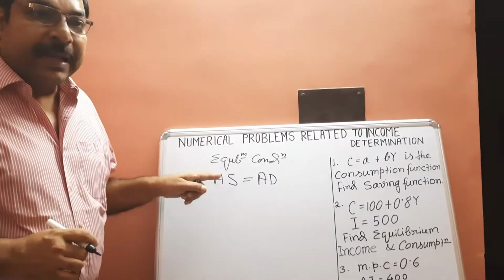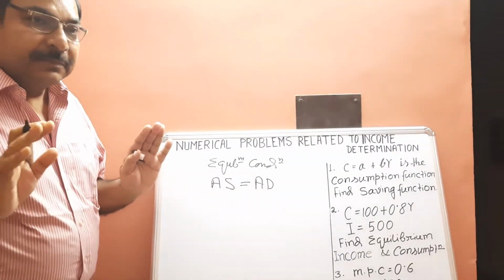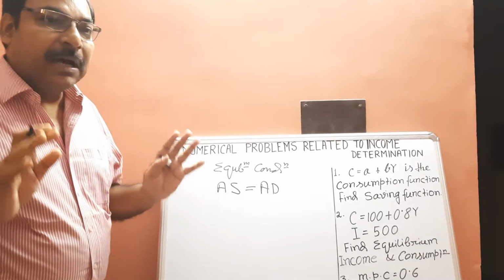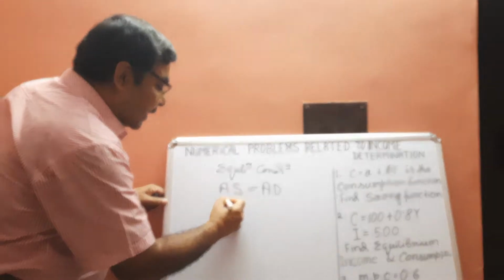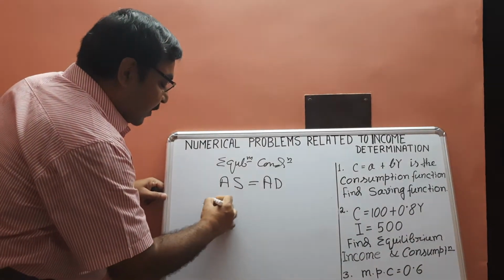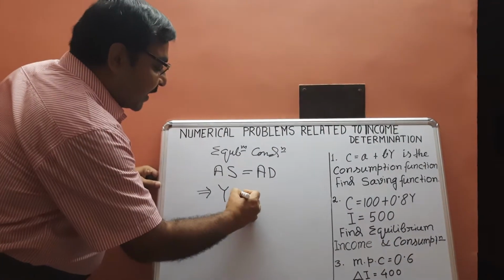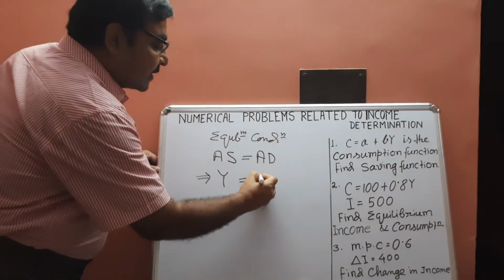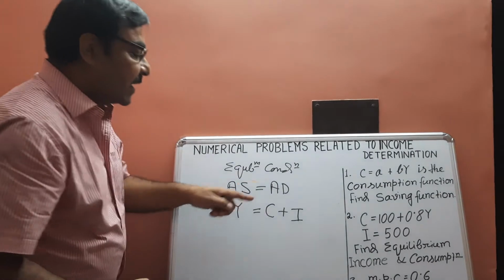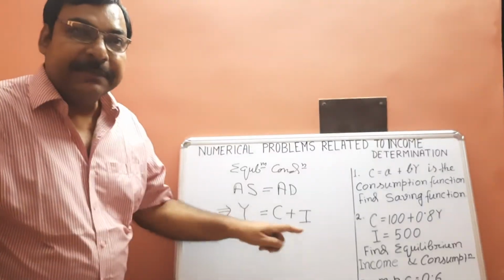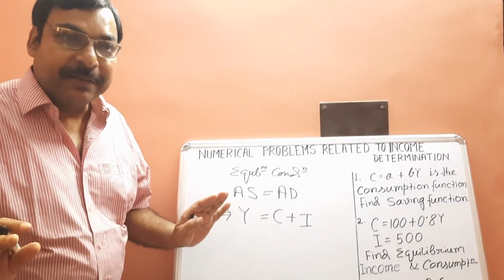We all know it well, aggregate supply means income. Total income of the country is termed as aggregate supply. So in place of aggregate supply we are writing Y. Y stands for income. And aggregate demand means the sum of consumption expenditure and investment expenditure. AD equals C plus I in the simple Keynesian model. This is the equation.